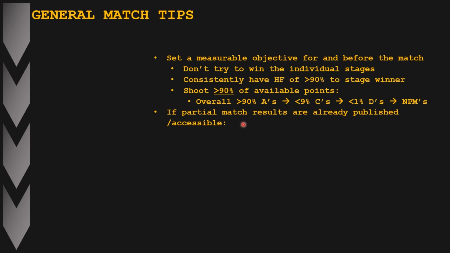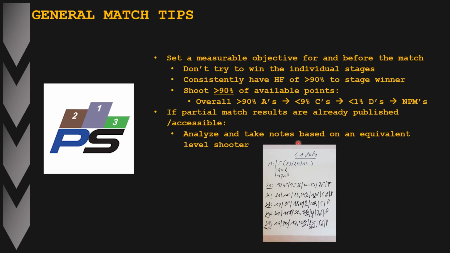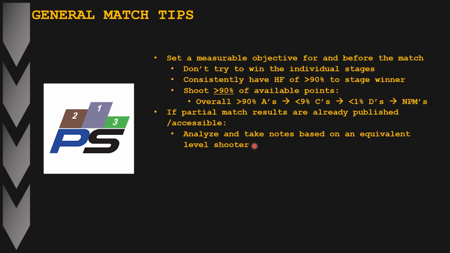If the match organizers already publish, either fully or partially, the match results, I strongly recommend that you analyze them and take some notes, and look up an equivalent level shooter, because that might provide you strategic insight into whether a short, a medium or a long course has a low, a medium or a high hit factor, and you can change your strategy based on the hit factor. For that, I refer you to another video I made on hit factor and how you can actually use it, but therefore you actually need the results.